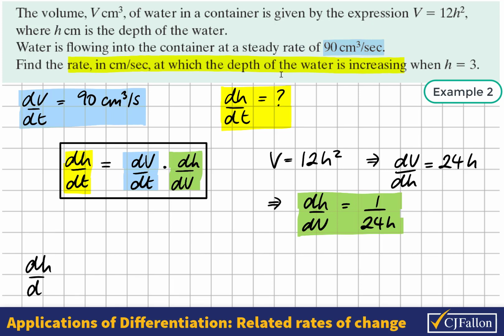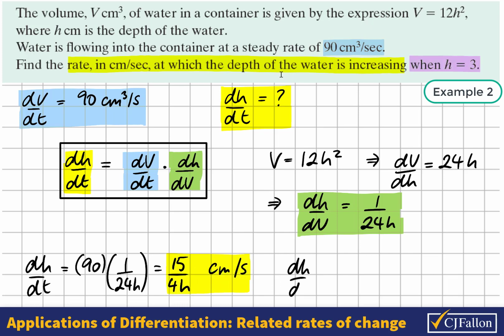We know that dH/dt is dV/dt, which is 90, multiplied by dH/dV, which is 1 over 24H. This reduces to 15 over 4H centimeters per second. We've been asked to evaluate this when H is equal to 3 centimeters. So we sub in 3 for H, giving 15 over 4 times 3, or 15 over 12. And that reduces down to 5 over 4 centimeters per second.